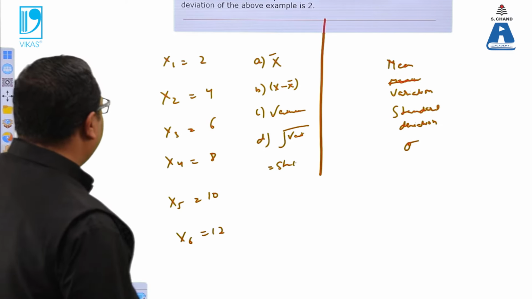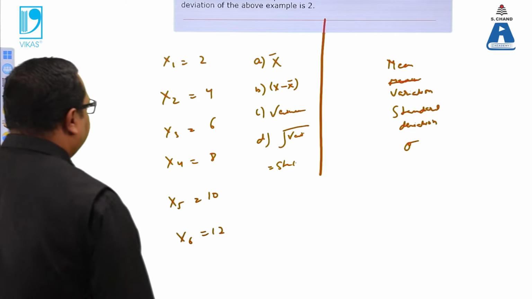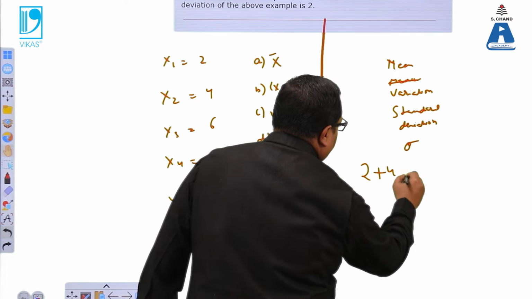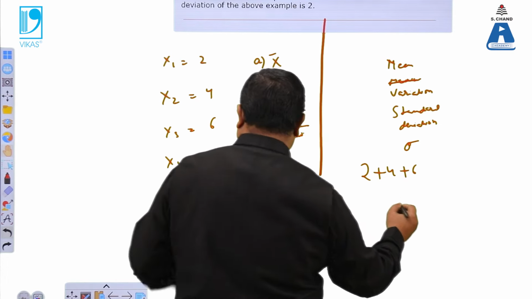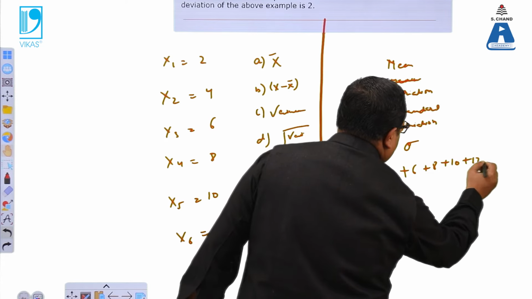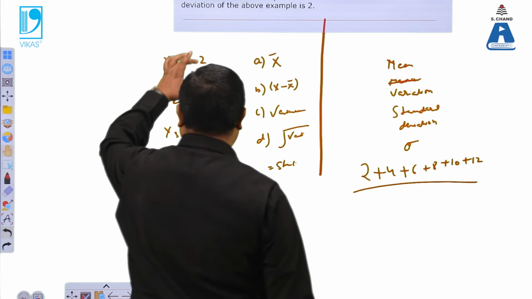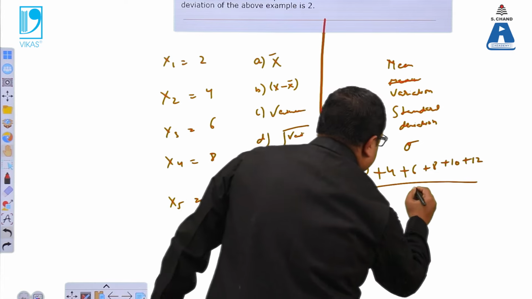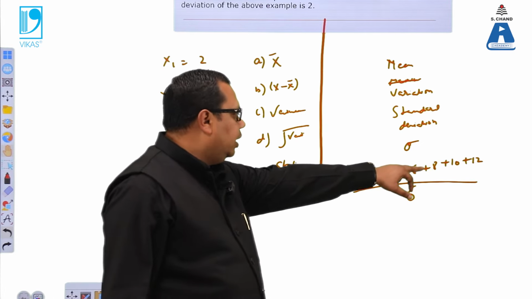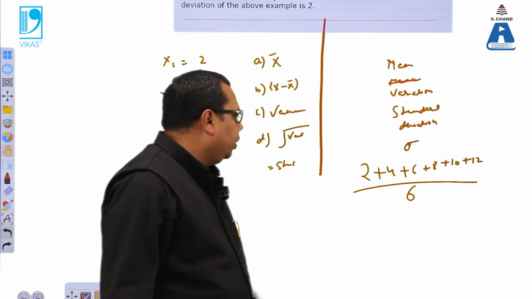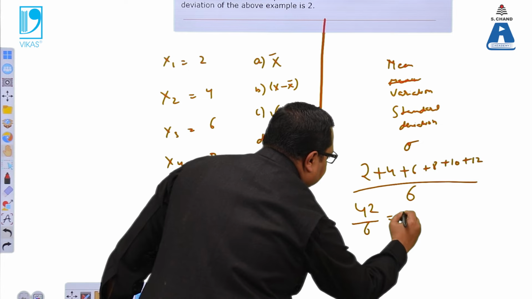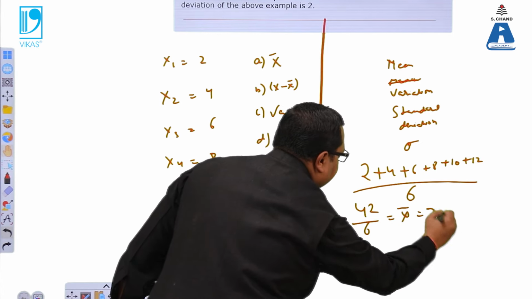First we will calculate the x bar. So x bar will be 2 plus 4 plus 6 plus 8 plus 10 plus 12 over 6, since there are 6 terms. So we can calculate: 2 plus 4 is 6, 6 plus 6 is 12, 20, 30 and then 42, divided by 6. That gives us the value of x bar to be 7.